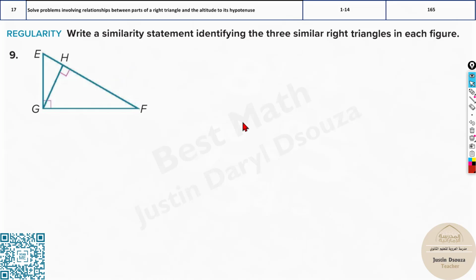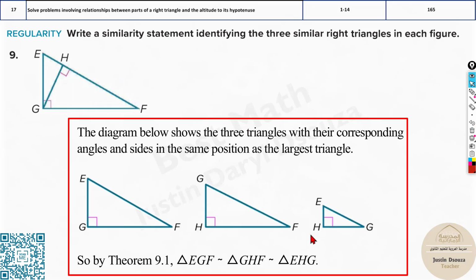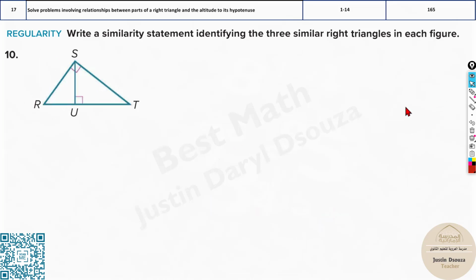And what about this one? Again, it's the same thing which we did a while ago. They are also similar. You can easily prove them by angle-angle similarity. And what about this? This is again the same thing. Here you can see the total one is having a 90 degree. So that is also having 90 over here. This is also having 90 and this is also having 90.